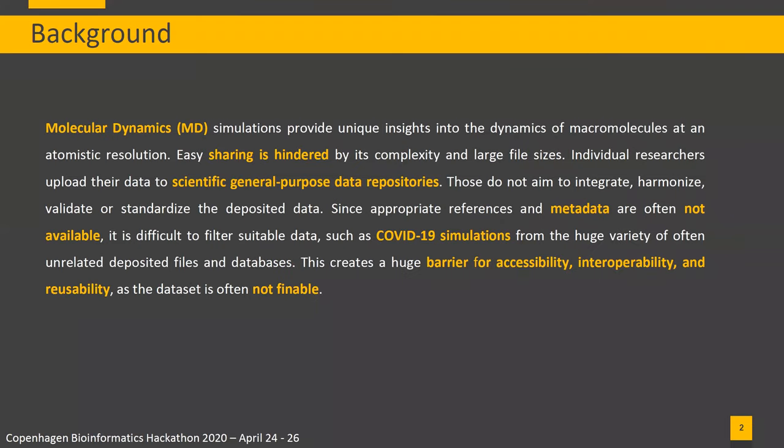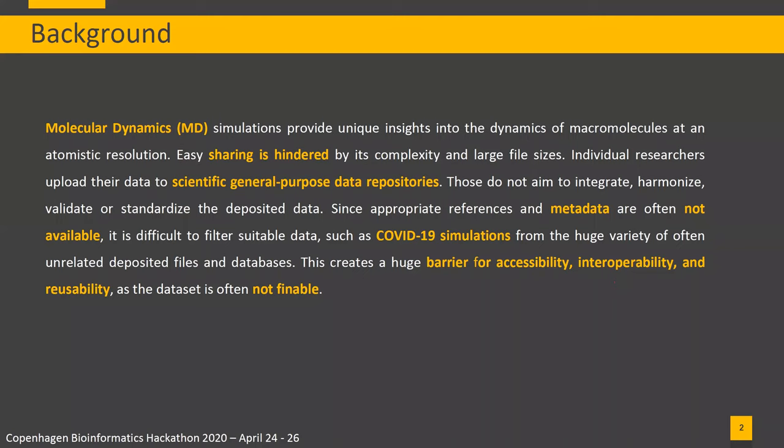So molecular dynamics simulation gives valuable insights into the dynamics of proteins, at atomistic resolution. And it's perfect in combination with experiments. The problem is that they are really, really huge files. It takes long to run the simulations, to get the data to analyze. So those data are mostly shared with plots or figures, but they are very dynamic and it would be amazing if we could share them in a better way.